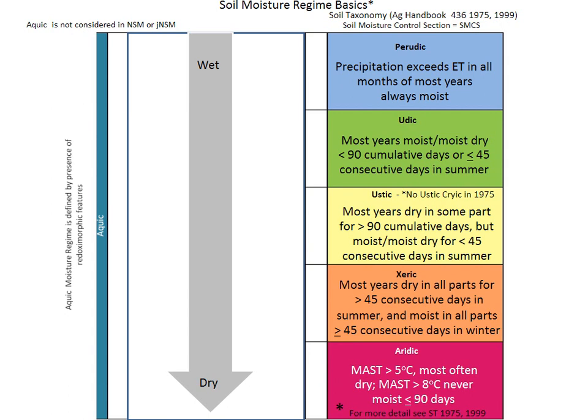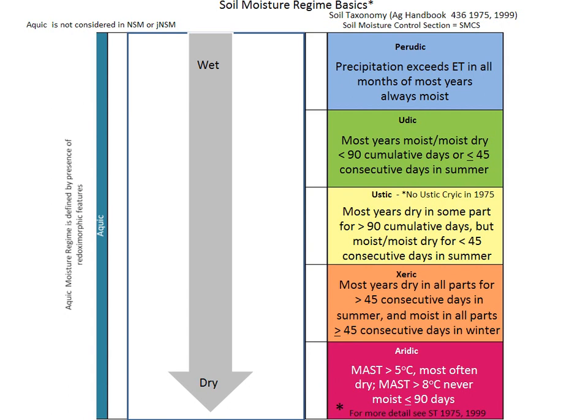All right, and here a little review on soil moisture regimes as well. We have the aquic moisture regime, which is really defined by morphological characteristics, the presence of redoximorphic features. So it's really not dealt with in this soil climate simulation model, so I'll mention that.